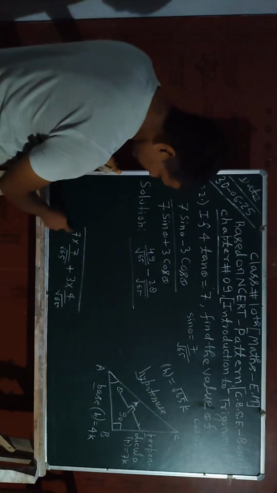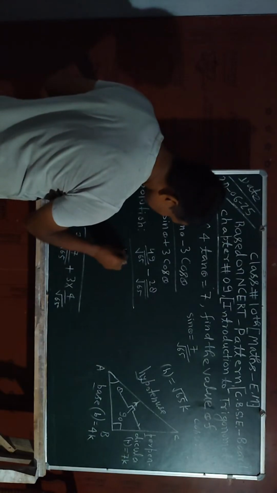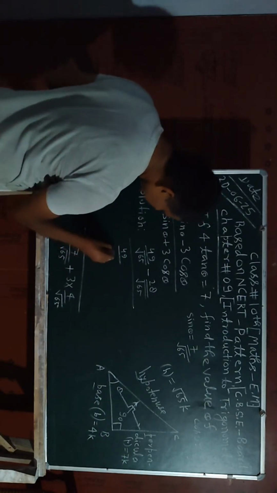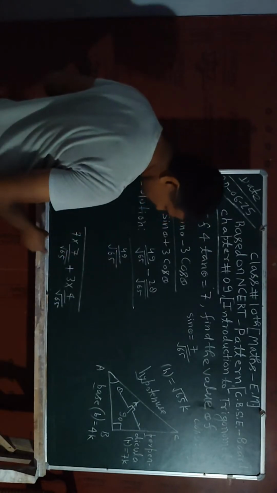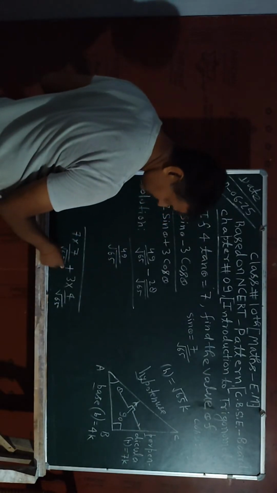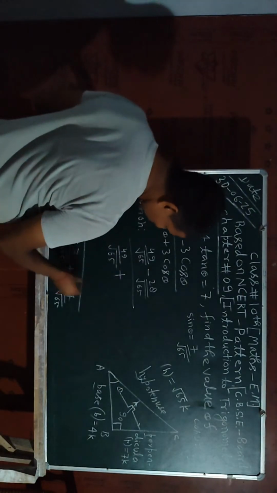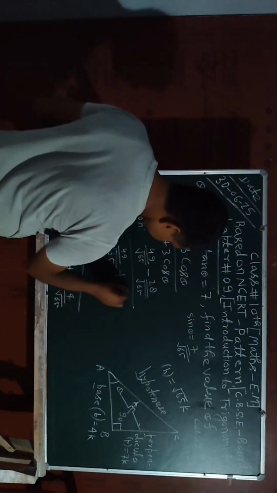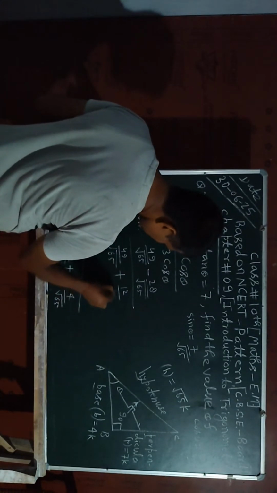Further I will simplify 7 into 7, that will be 49. So here I will put 49 divided by root 65. Now here plus sign is available, so I will put plus sign. Now 3 into 4, that will be 12. 12 divided by root 65. So I have to write it.